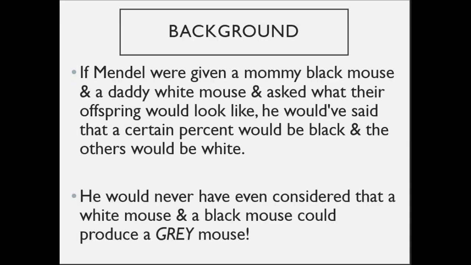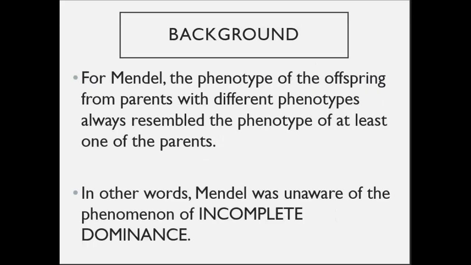For example, in Gregor Mendel's mind, if you had a black mouse and a white mouse crossed, he would expect that there would be a mix of black mice and white mice in the offspring, or in the F1 generation. He would never have even considered that there would be a gray mouse in the mix. But that's exactly what happens when we're talking about incomplete dominance. Okay, so he figured out that the offspring look like their parents, but he was completely unaware of this phenomenon we call incomplete dominance.